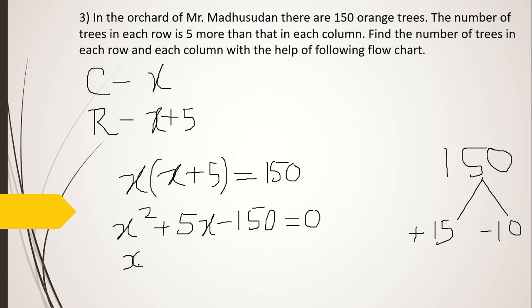So we are going to get finally x plus 15 and x minus 10 as the factors. Okay, and when you equate each factor to 0, you will get x is equal to minus 15 or x is equal to 10. But these are numbers of trees, and number of trees, how can they be negative, right? So we will choose the positive value only, x is equal to 10.